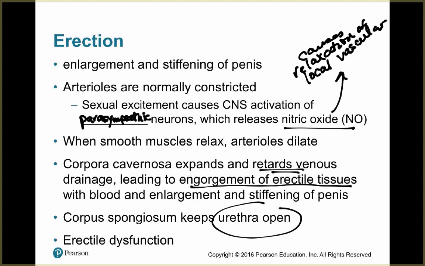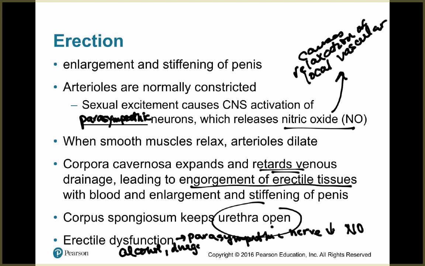Now, erectile dysfunction can be a problem. And basically, this happens when the parasympathetic nerve of the penis releases too little nitric oxide. And this can be because of alcohol, it can be because of drugs, hormones. There could be either blood vessel or nerve damage.